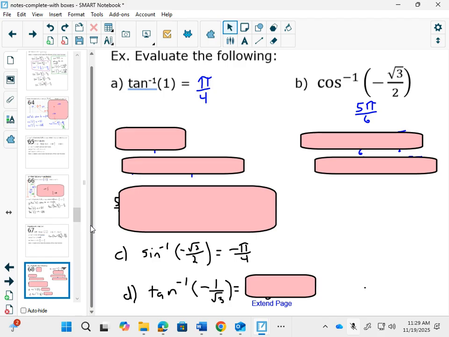Tan inverse of a negative. You're going to look for a negative angle in quadrant 4. Do you recognize the 1 over root 3? What's another way you could write 1 over root 3? Root 3 over 3. What family is that?